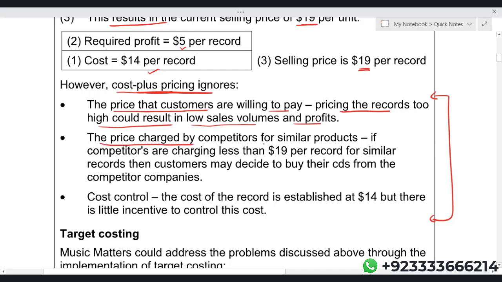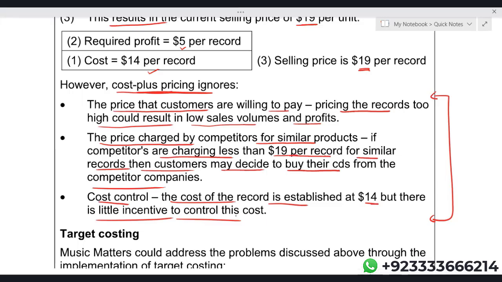It also ignores the price charged by competitors for similar products. If competitors are charging less than the selling price per record for similar records, then customers may decide to buy their records from competitor companies. They will not come to you. Cost control: the cost of the record is established at $14, but there's little incentive to control this cost. Obviously, why would we focus now on how to reduce this $14? Because we know how we decide the selling price.